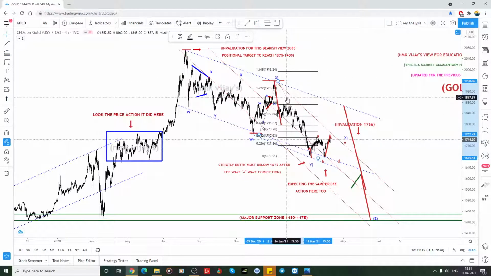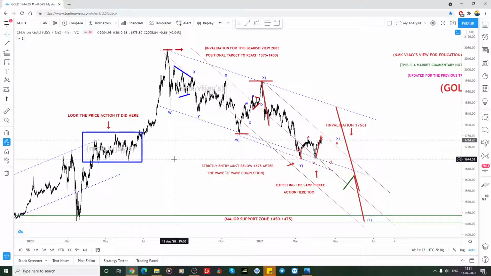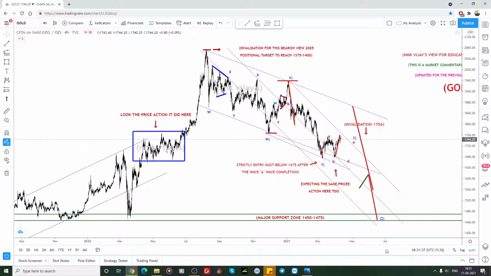So now let's see whether this is a connecting wave. That same kind of connecting wave has to happen and then downward. Otherwise, as I said, 1 2 3 4 5, after that A, B and C. So anyway, I'm looking only for the downtrend. So my target is 1375 to 1400. But whether it is going to happen from this wave, or it could be a deeper correction and then it is going to happen.